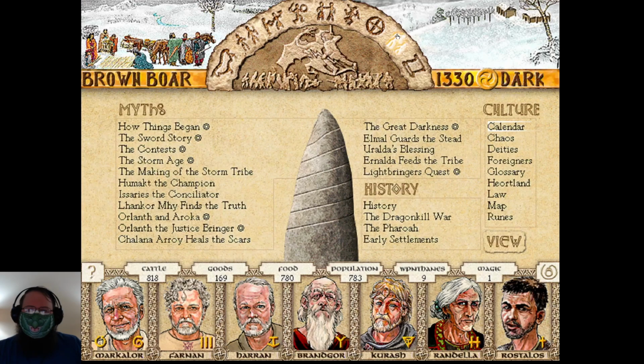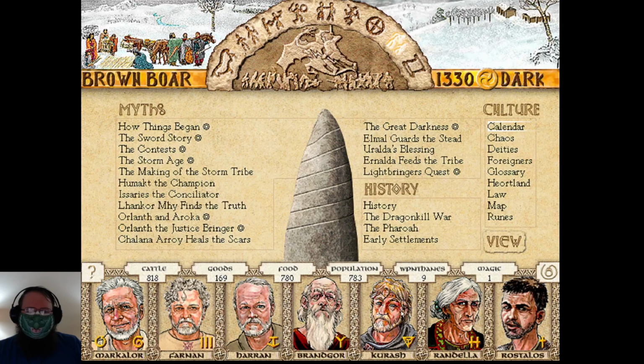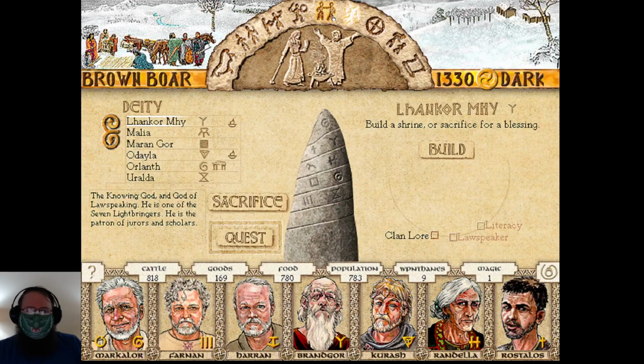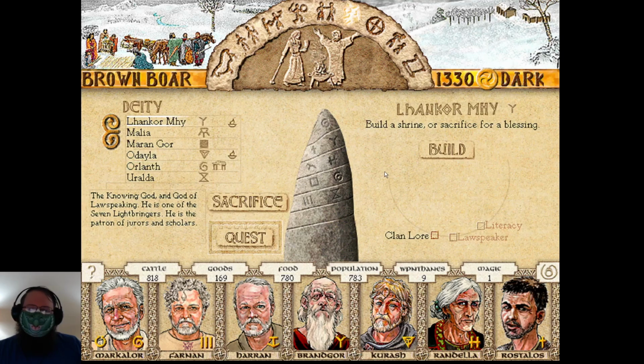I want... Trolls are most active. So there's nothing against building a temple. Oh, I see. I get it. This little symbol is the temple. This little symbol is the fact that we know mysteries from them. Fair enough.